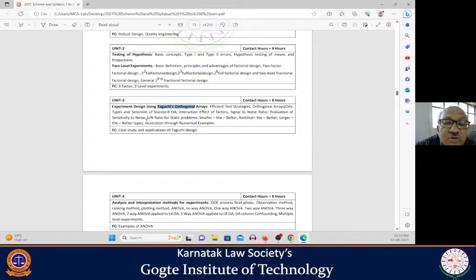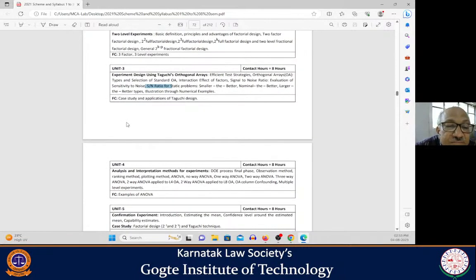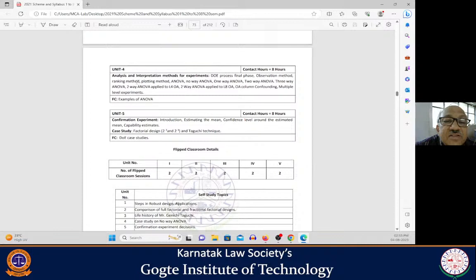And also there is what's called signal to noise ratio, S to N ratio. And unit 4 is analysis and interpretation of the results of experiments. After the experiments are conducted, the results need to be analyzed and presented in a form so that decisions can be taken to enhance the process quality or product quality. So this is the last phase of the experimentation or DOE process, the analysis phase.